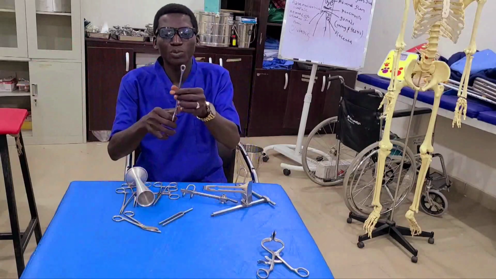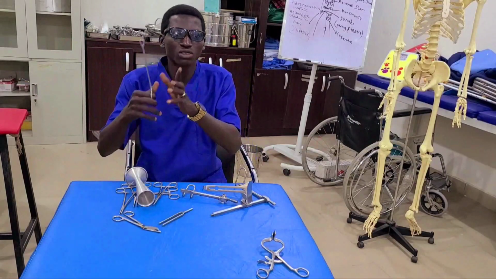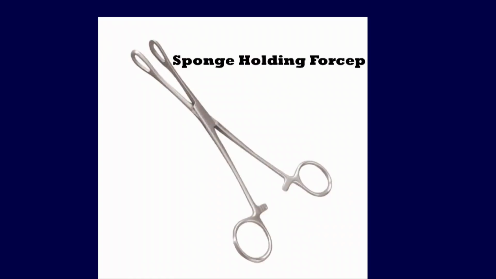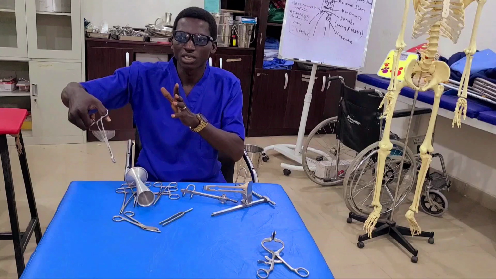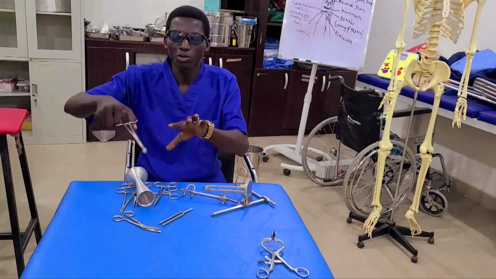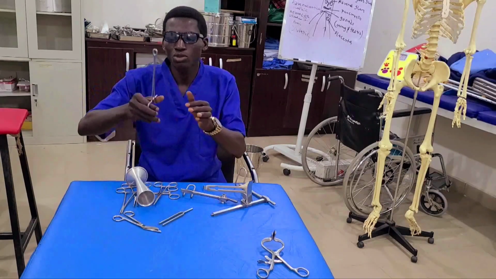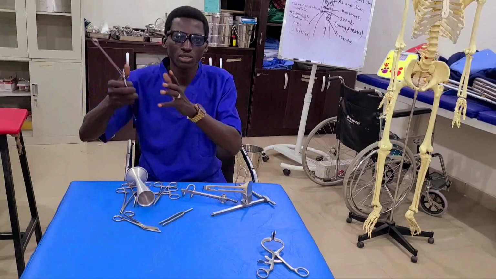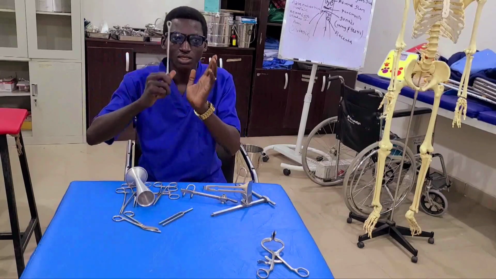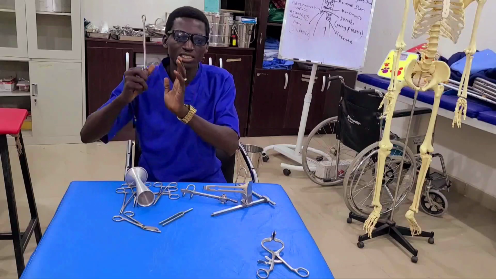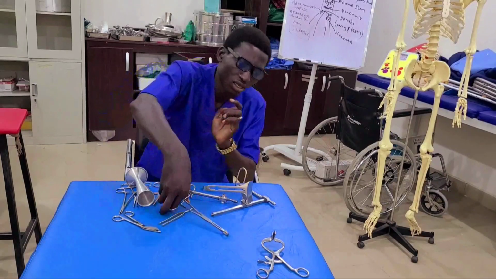Here is called the sponge holding forceps. This sponge holding forceps is used during wound dressing to hold the gauze in order for proper dressing, or it is also used in holding the tissues during surgery. Like I said earlier, these instruments have their primary functions and their secondary functions.